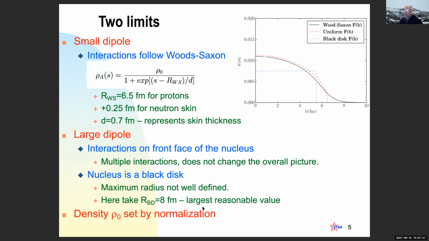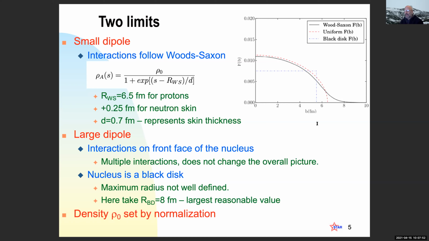So what I'm going to do today is try a quantitative fit to look at these two limits and see where we are between them. There's the small dipole, where interactions follow the Woods-Saxon distribution. We use a 6.5 Fermi radius for protons, add a quarter of a Fermi for a neutron skin, and this d here of 0.7 represents the skin thickness. The counter model, the other model, is this large dipole.